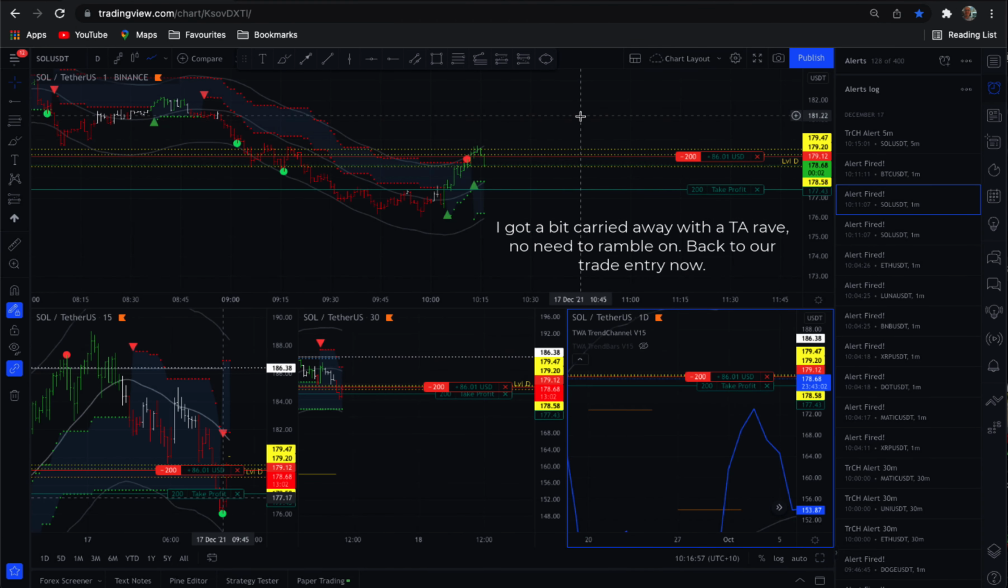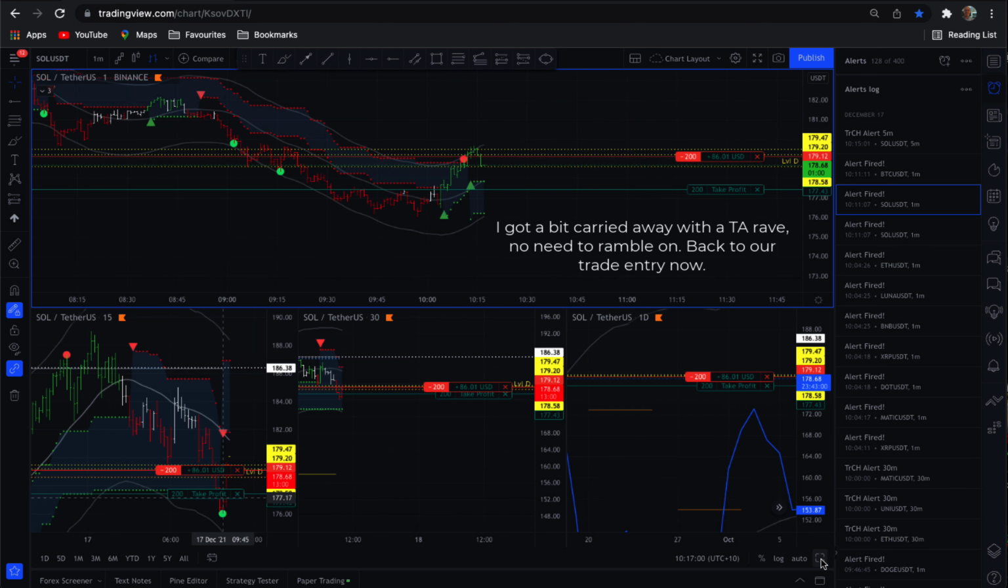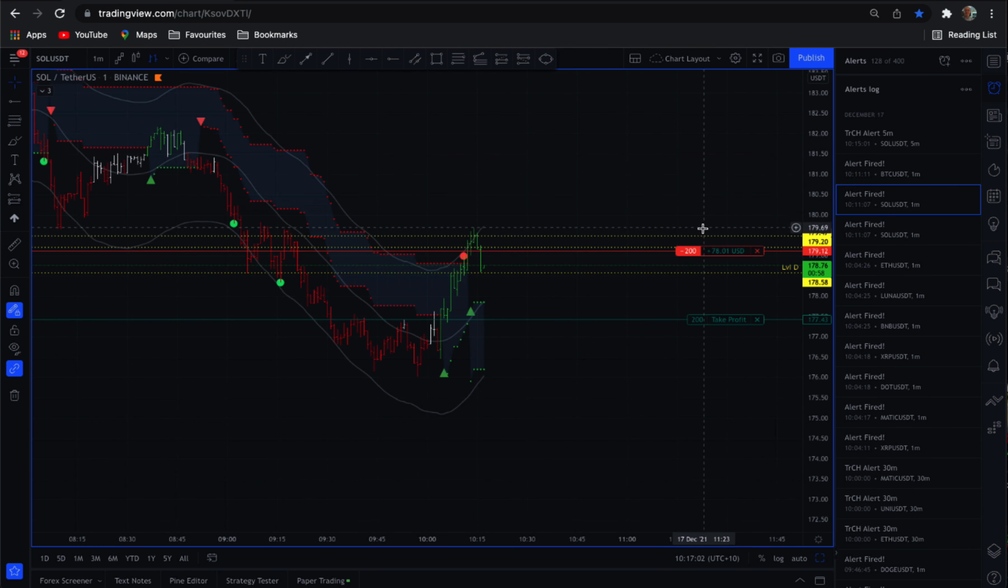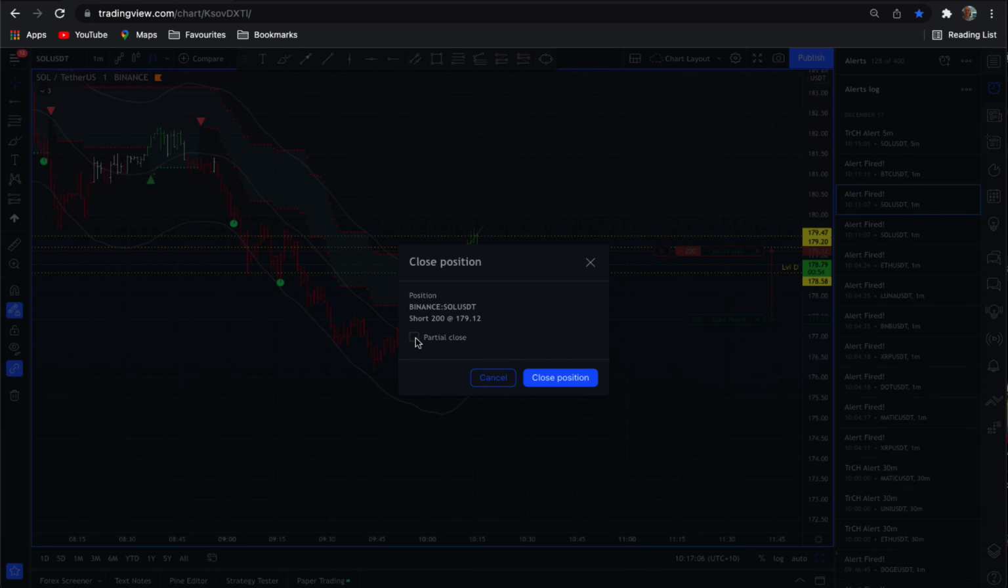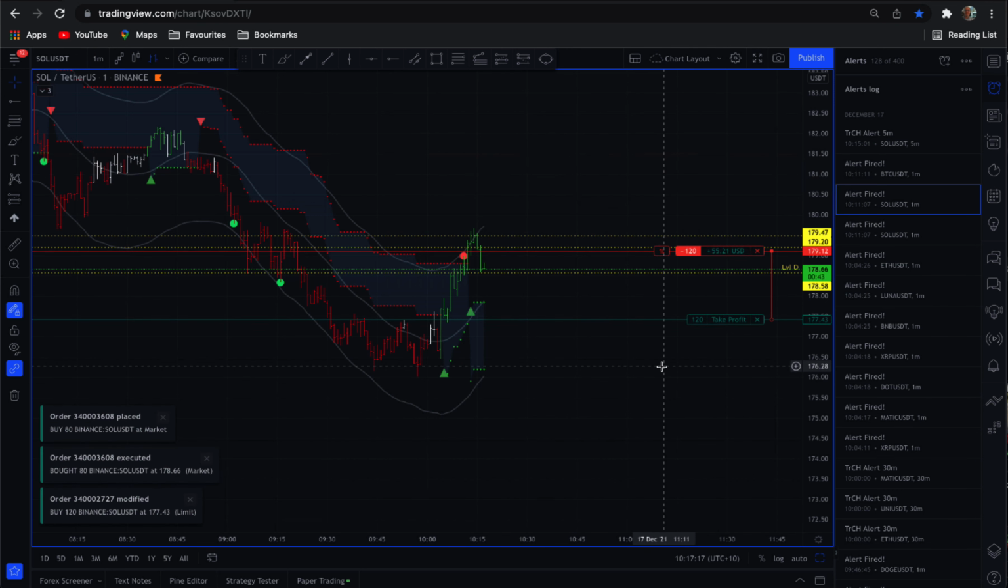So what we do at this point now that we've got this is, I'll open that up. So I'm going to take profit here. I'm going to close this. Okay, doing a voiceover here. I meant to take 70% and I closed 80 and left 120 on. Partial close. So now we've got money in the bag.